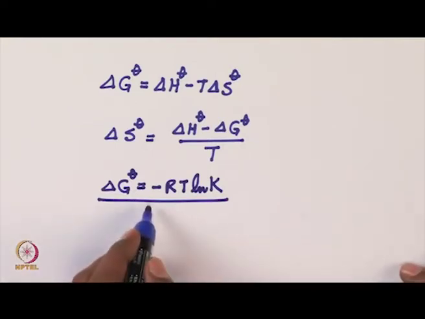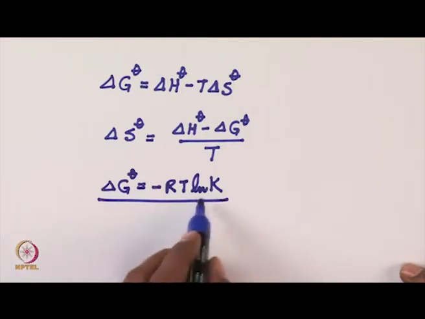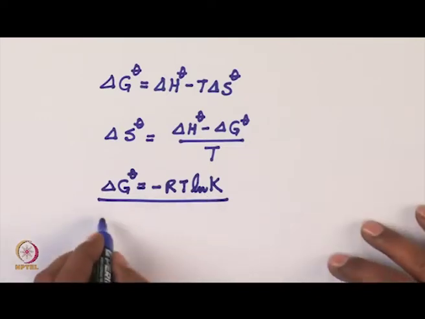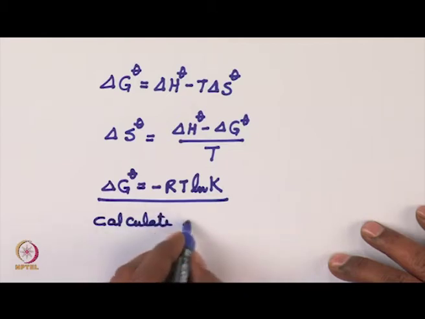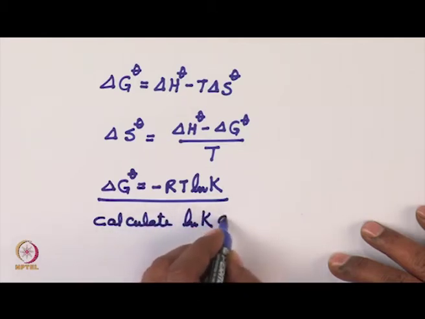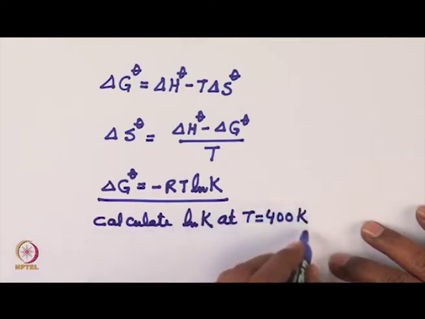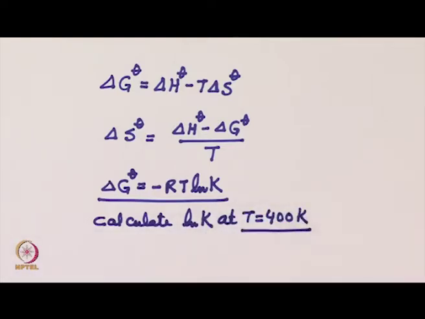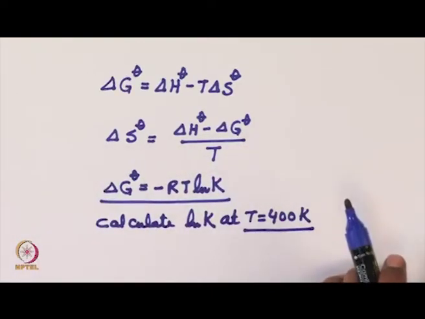And we have been given the expression for log K. Once you calculate the log K at a given temperature, so what you do is calculate log K at T equal to 400 Kelvin, and that information we can substitute over here.